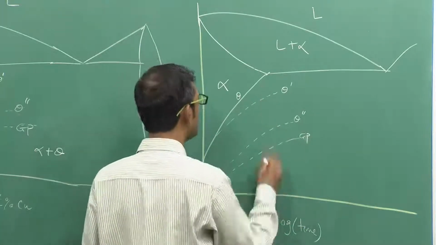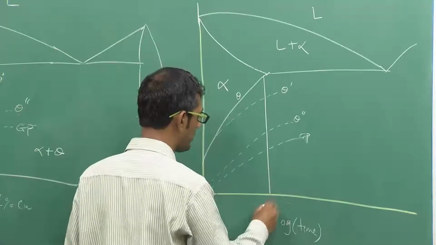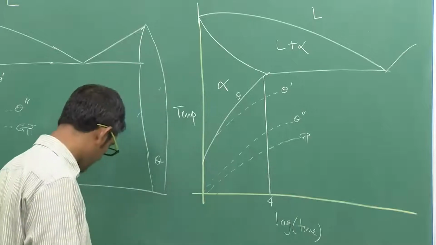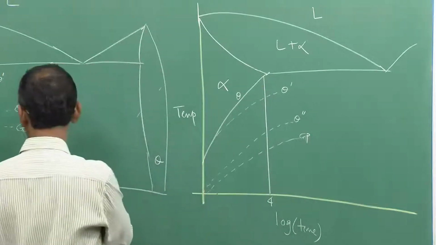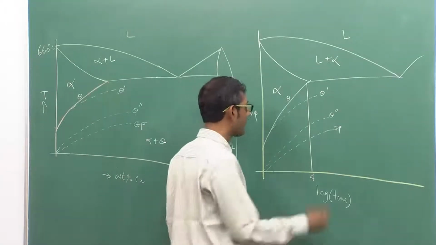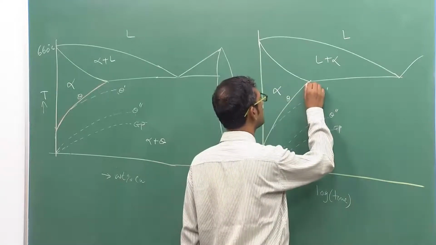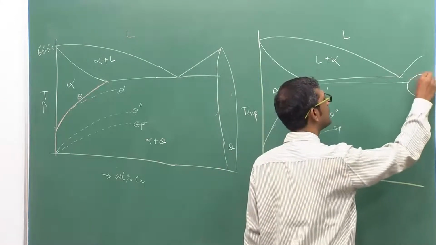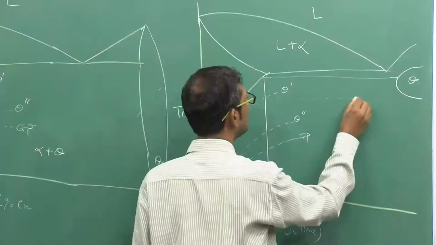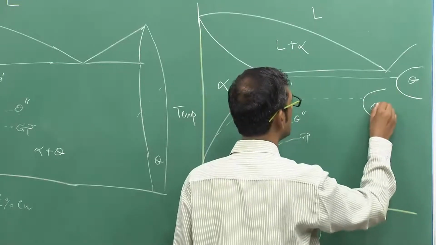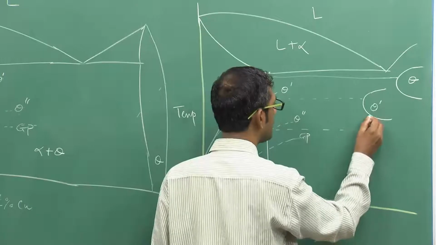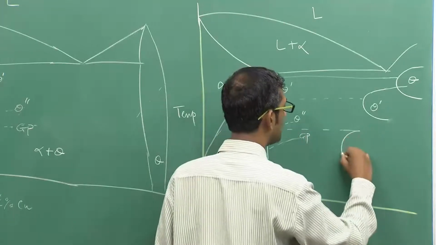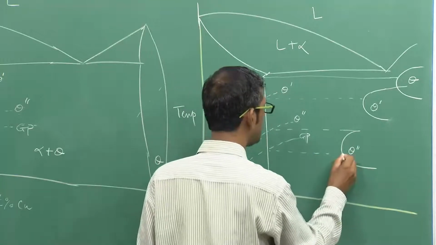Now, you first simply drop a vertical line at about 4% copper. Remember, although this axis is time, we can actually transpose these things into here. So, what will I do now? For the theta, this is a TTT curve, so it will look C shaped, so this is theta, correct? Then, this is for the theta prime. This is for the theta double prime. Theta double prime will be something like that. And for this, the GP zone.